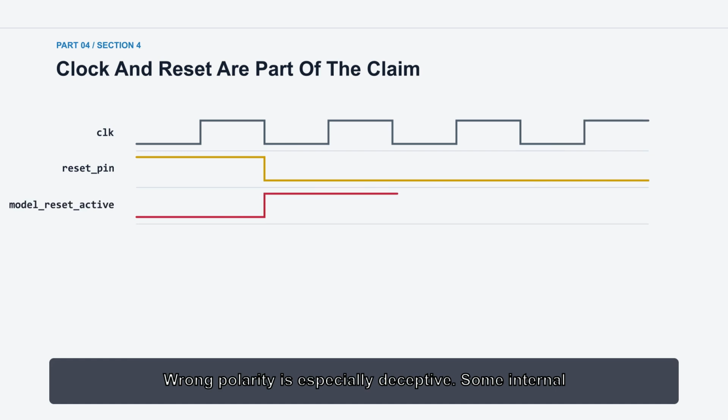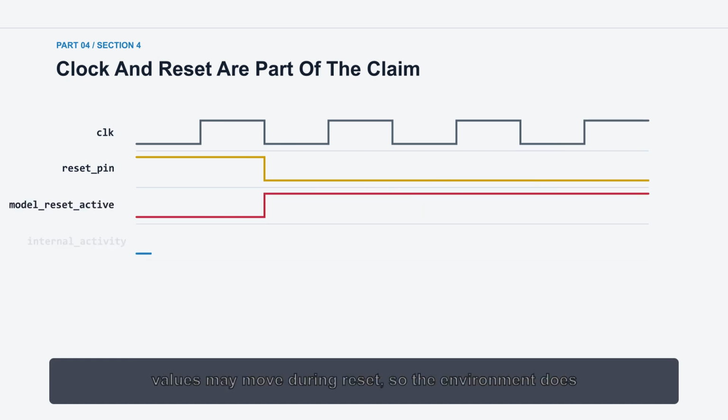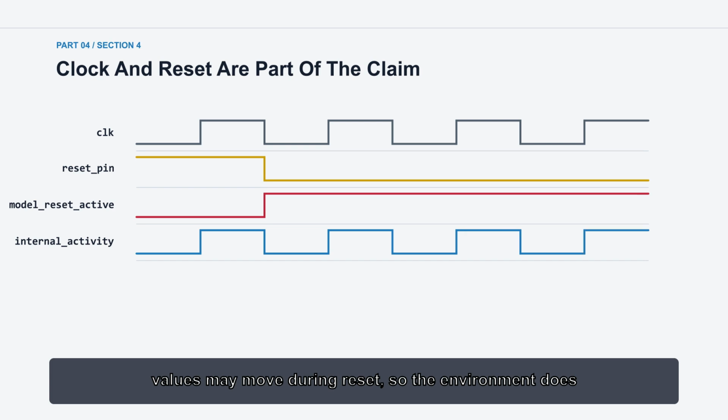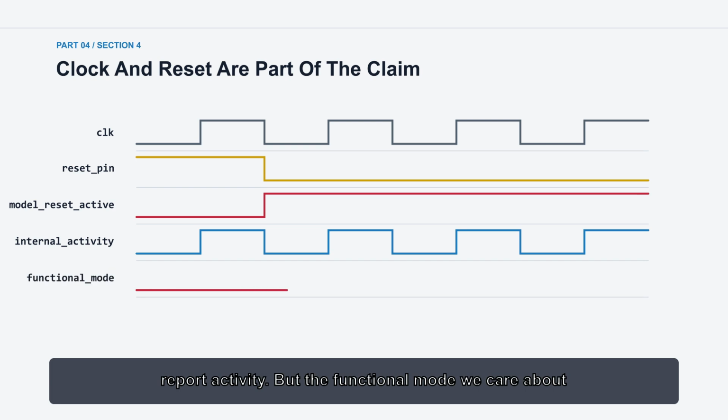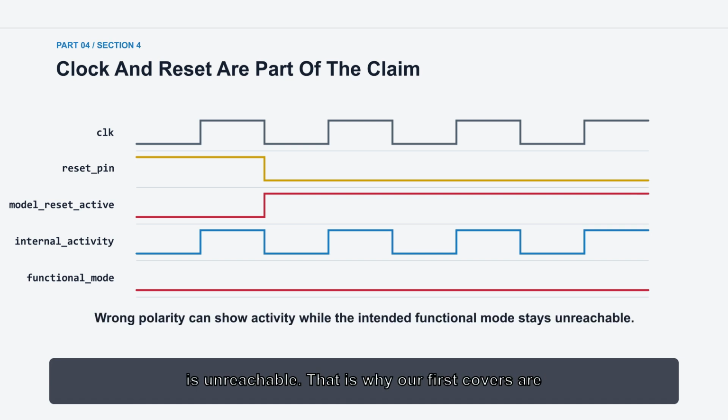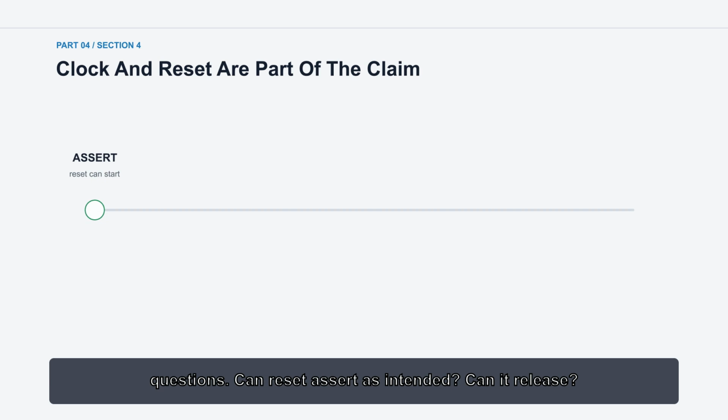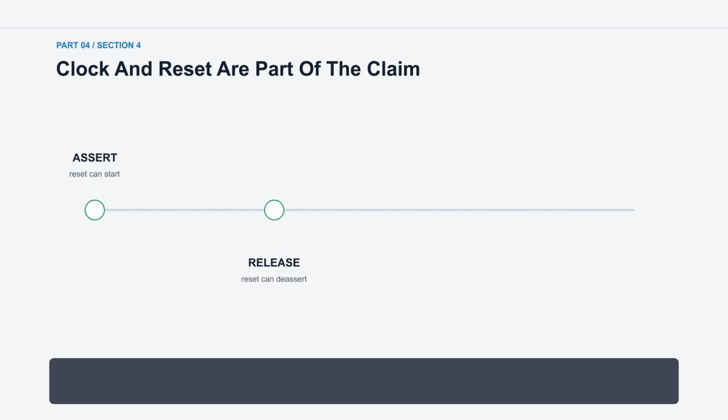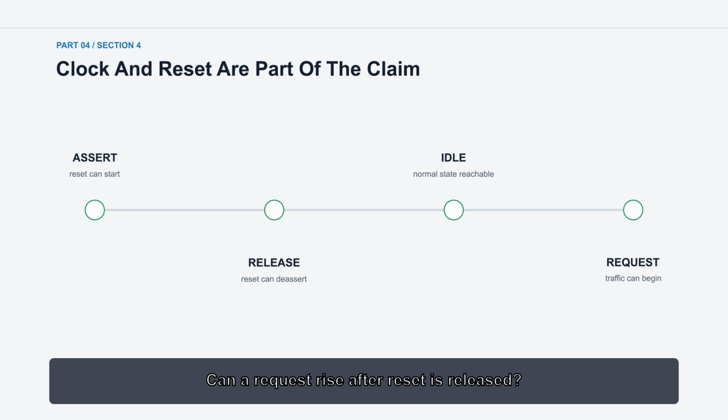Wrong polarity is especially deceptive. Some internal values may move during reset, so the environment does not look completely dead. A loose cover may even report activity. But the functional mode we care about is unreachable. That is why our first covers are not complicated protocol goals. We begin with very basic questions. Can reset assert as intended? Can it release? Does an idle functional cycle exist after release? Can a request rise after reset is released?